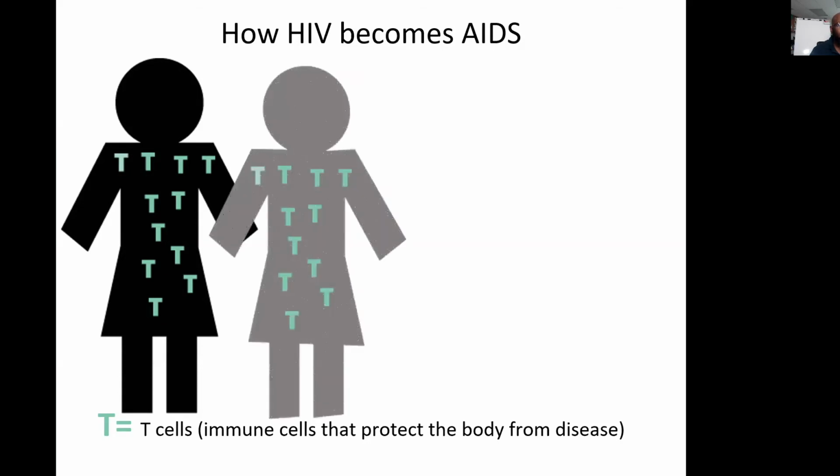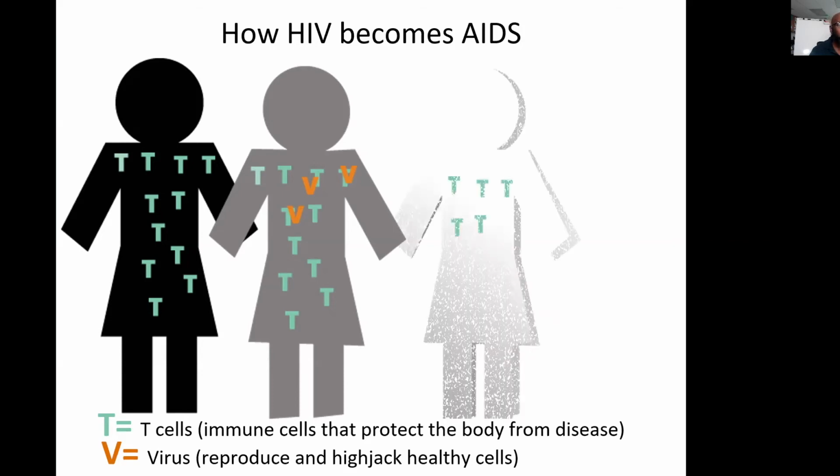So now you're thinking of someone who has a compromised immune system, which means that now they have an immune system where the virus is replicating itself, it is multiplying, and it's also attacking the T cells. So a virus reproduces and they hijack your healthy cells. They take over those cells and they become no longer functional for your protection. So after a while, those T cells become fewer and fewer.